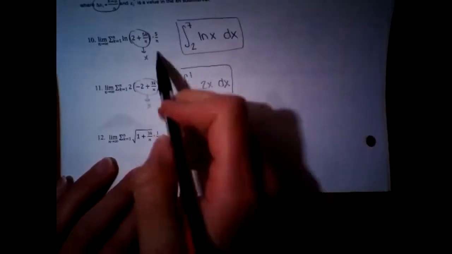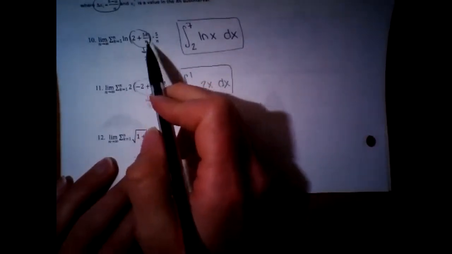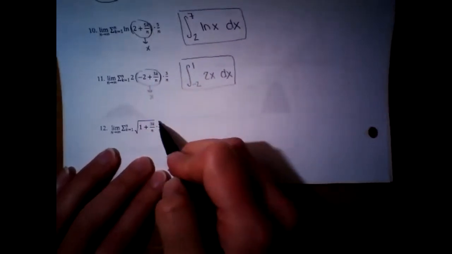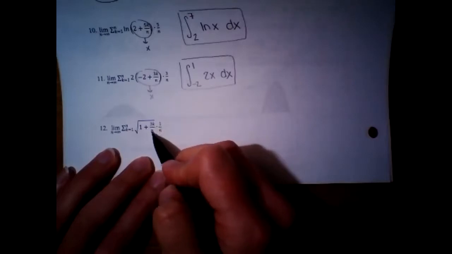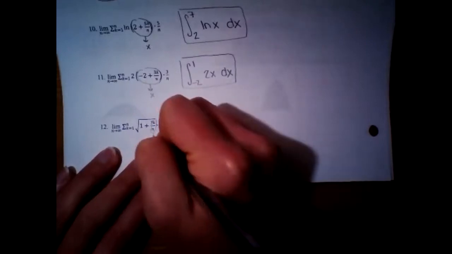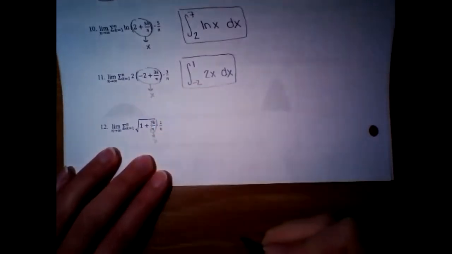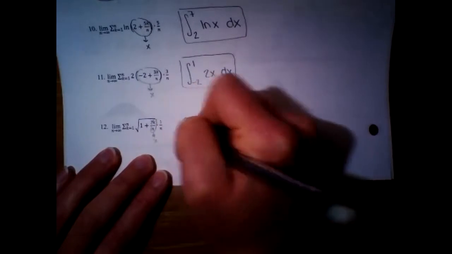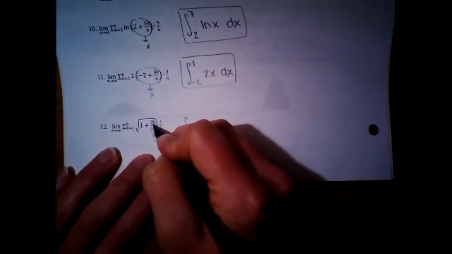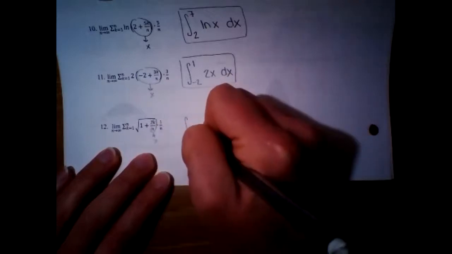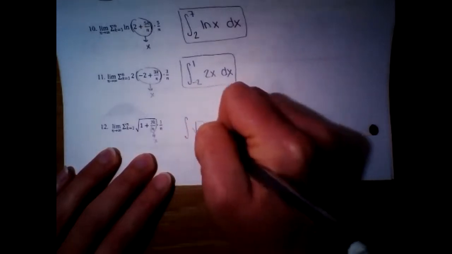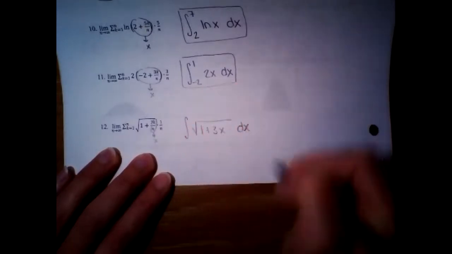Now here's what's tricky about this one. Do you see how this 5 over n matched the 5 over n and this 3 over n matched the 3 over n? They changed this one. It should be 1 over n. So this part is what's going to be x. So it's not the whole thing now. It's just that one part. So your function is, because we had to make it match with a 1, I had to leave that 3 kind of out of there. So the function is going to be square root of 1 plus 3x dx.